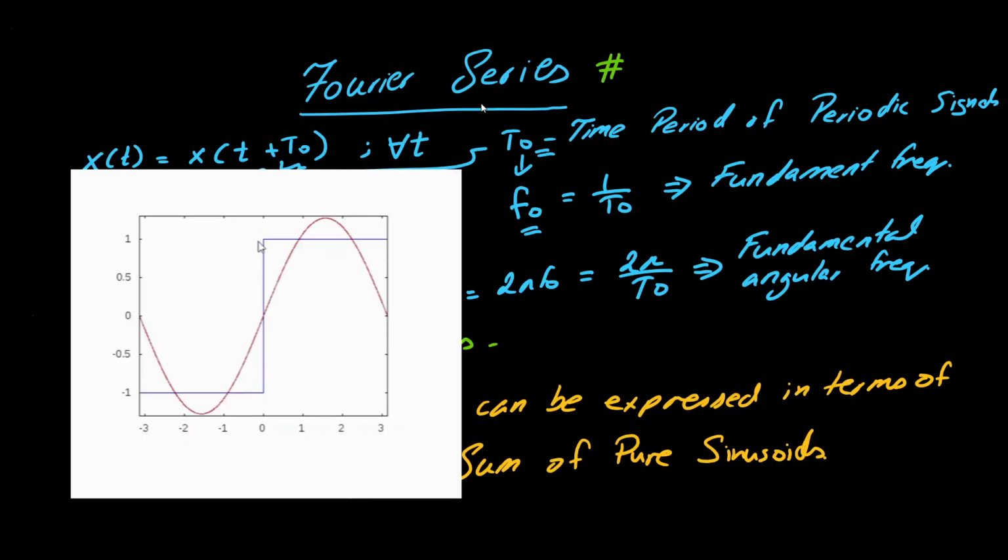Also note that in the square wave, we have a discontinuity at point 0, right? If there is a discontinuity, then in the Fourier series, we would not be able to track it completely, and we would have some sort of ringing effect at the edges over here. This is something that we call the Gibbs phenomenon.